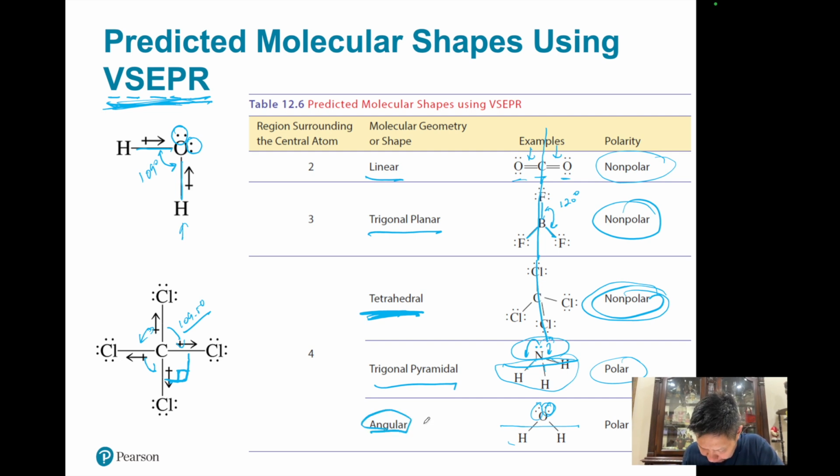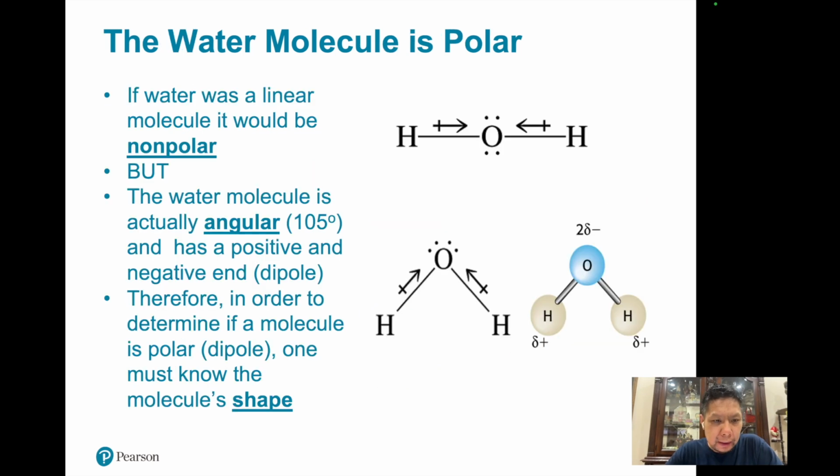We actually call it, in chemistry, you call this the bent, right? Bent. And so this is just a close-up view of what water is, right?